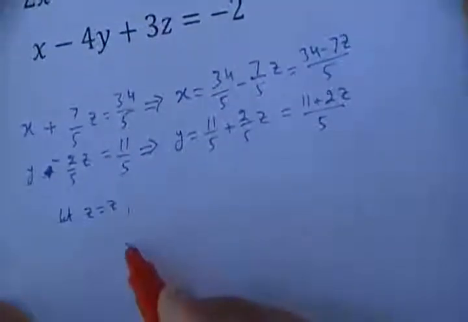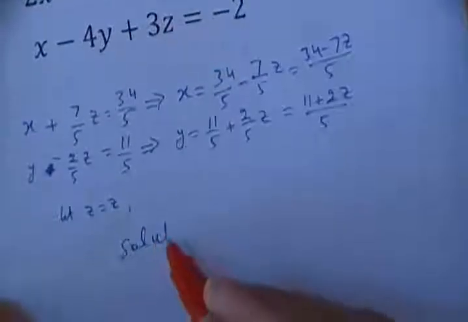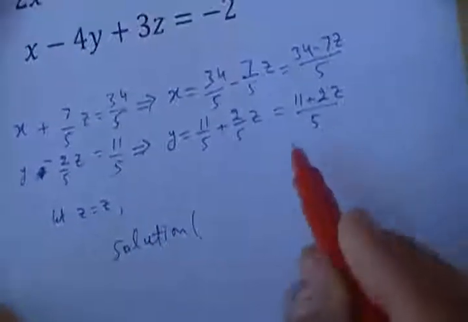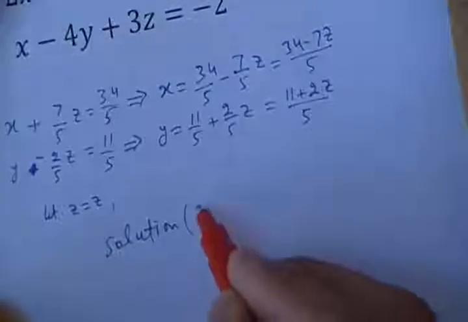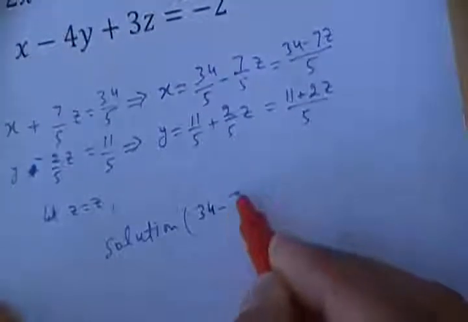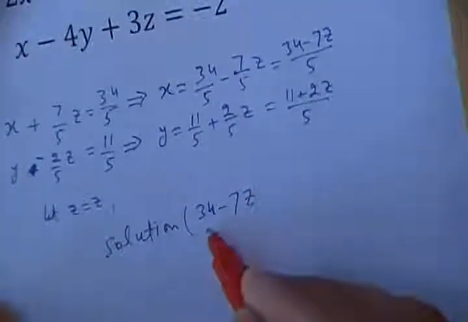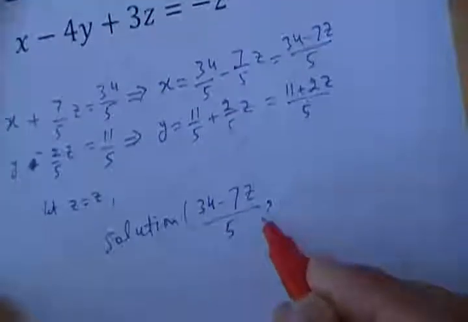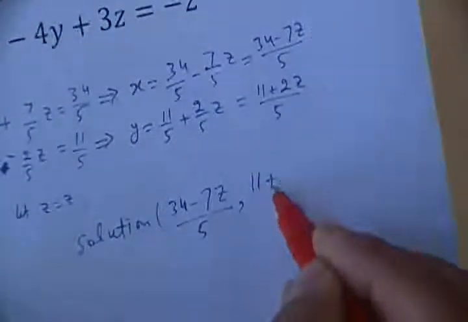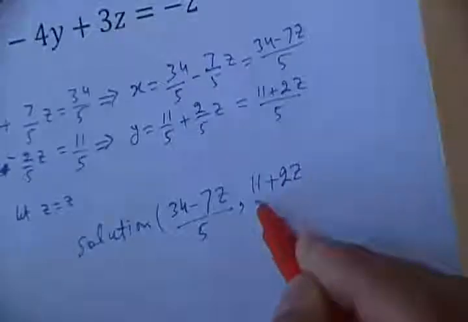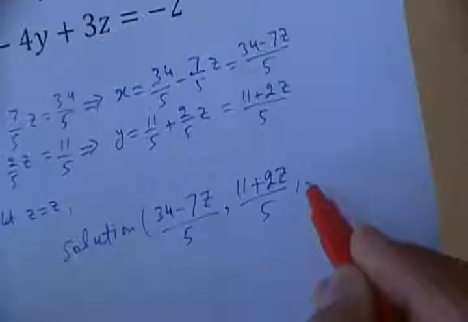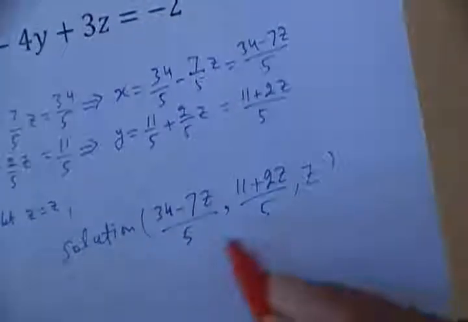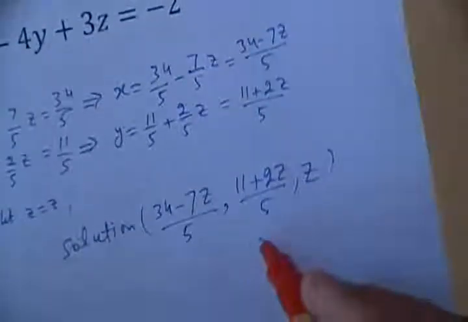Therefore our solution would be the x value, (34 minus 7z) over 5, comma, then the y value, (11 plus 2z) over 5, and then z as z. So this is your solution for all z.